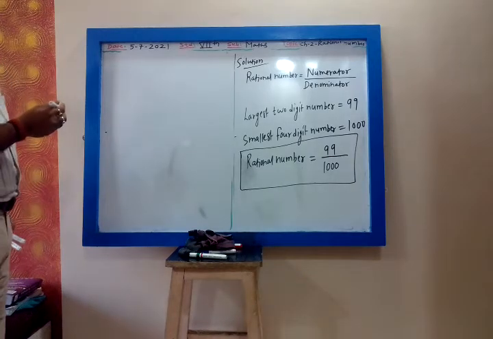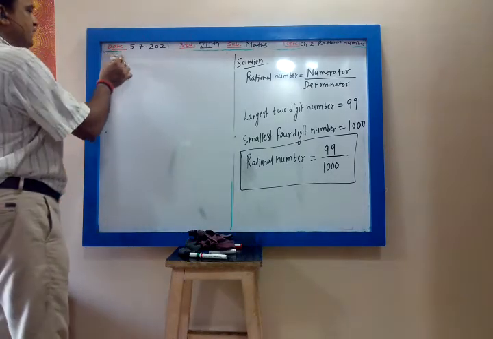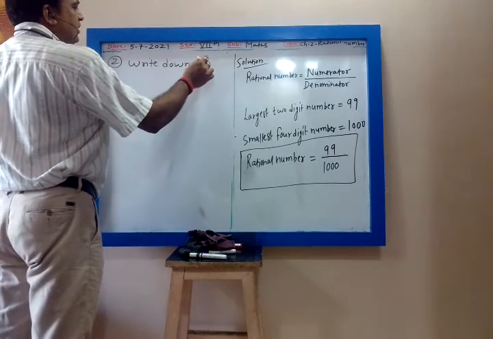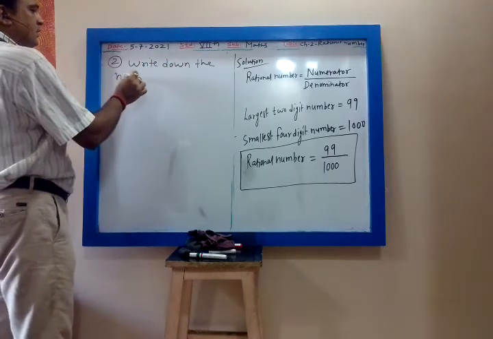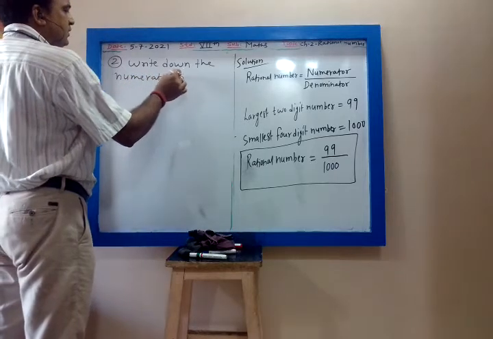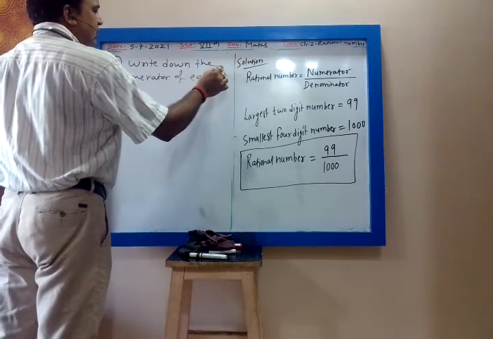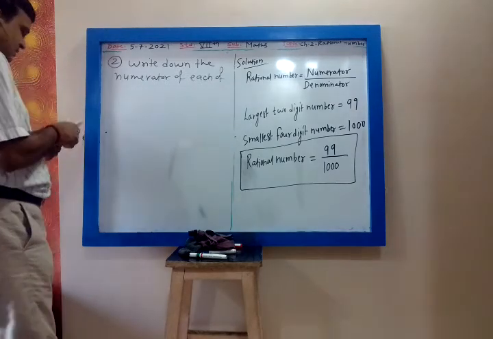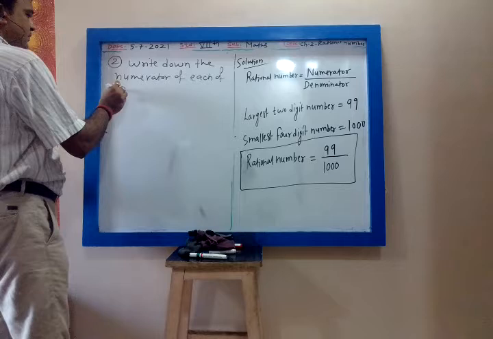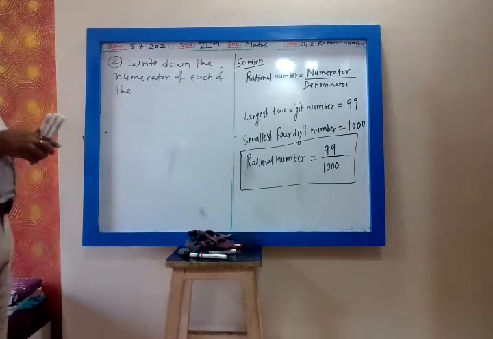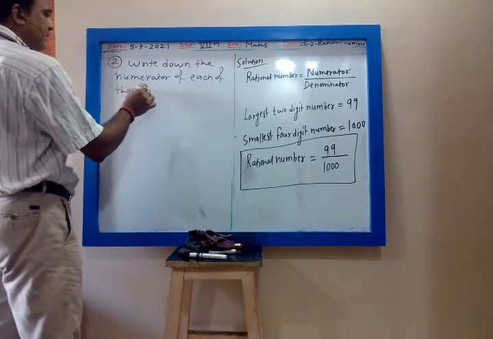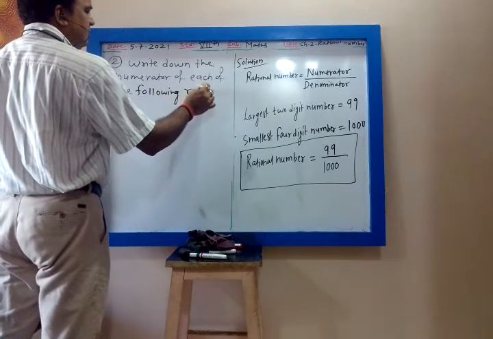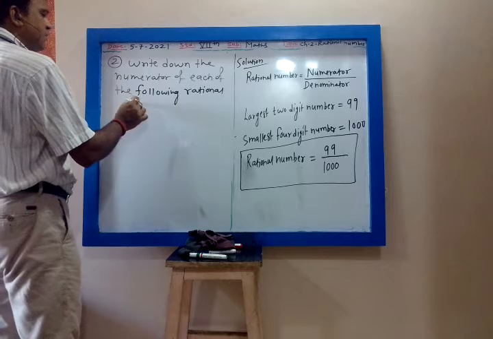So write down the numerator of each of the following rational numbers. You are given a rational number, and you have to write down the numerator from that.